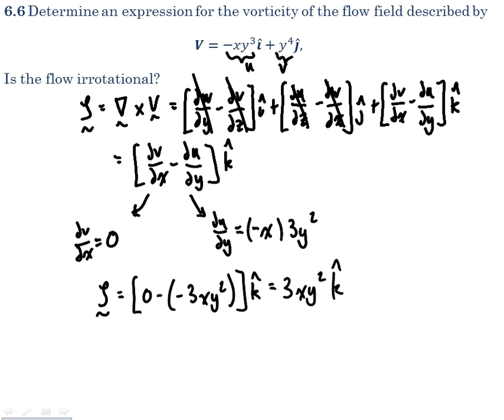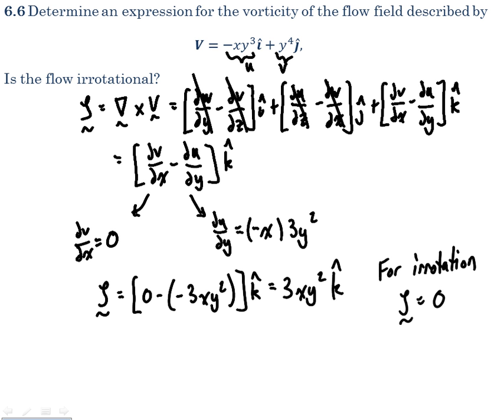Okay. Then it says, is this flow irrotational? So for flow to be irrotational, the vorticity has to be equal to 0. So the vorticity has to be equal to 0 for every point within our flow field.